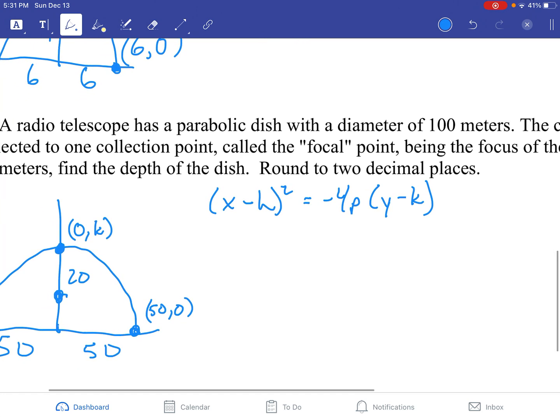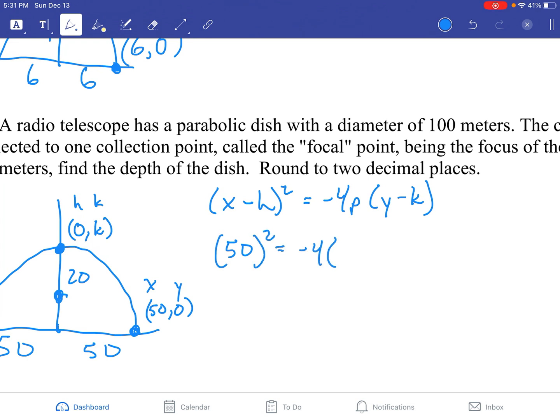So now what we do know is again, this is h and k, this is x and y, and that 20 is going to be the p-value. So x is 50 minus h, which is 0, quantity squared, equals negative 4 times 20, which is the p-value, times y is 0 minus k. And there's your equation to solve for k. But again, you don't need to solve this. You just need to be able to draw the picture to make the equation. And that is it for Standard 1. Good luck.